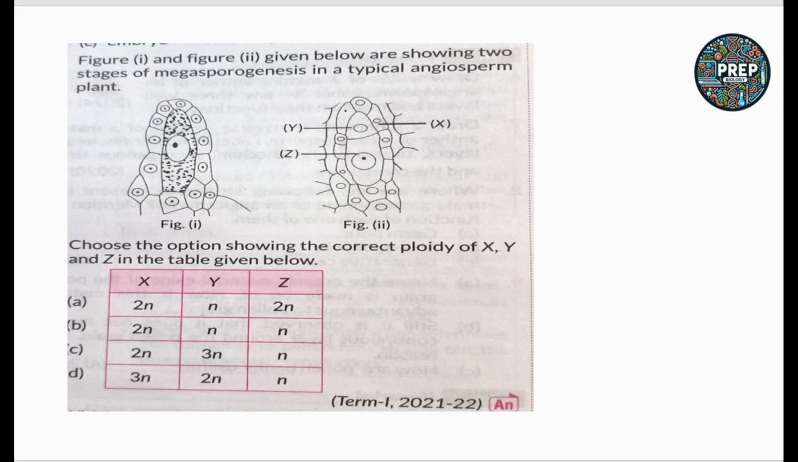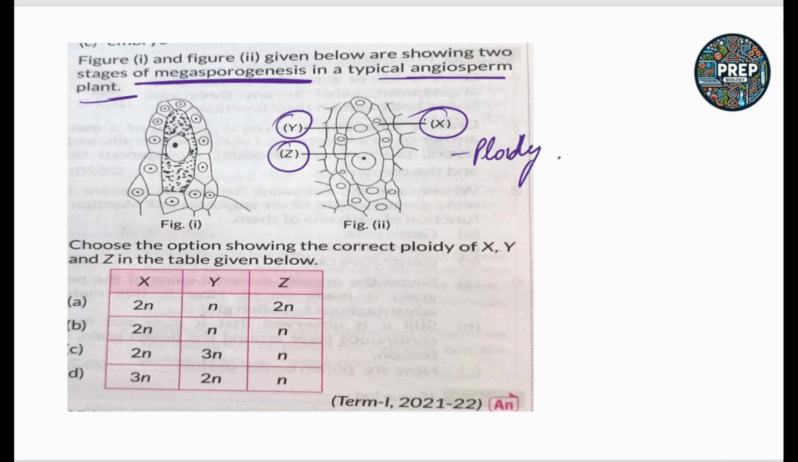Okay. Next question, you have this structure, that is the typical angiosperm plant stages of megasporogenesis. You all have to find out the ploidy at X, Y, and Z. So what is X? X is the nucellar cells, or nucellus, which have the ploidy 2n, that is diploid. This is the megaspore dyad. So you have Y and Z as haploid and haploid. So the answer of this question is option B.